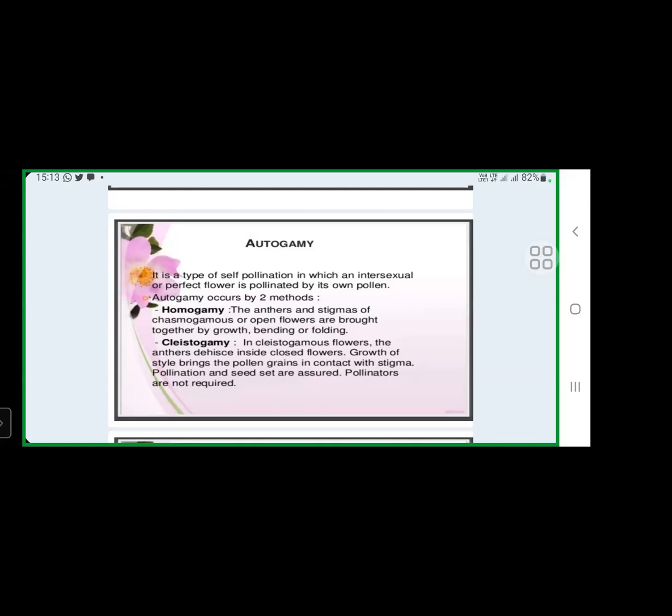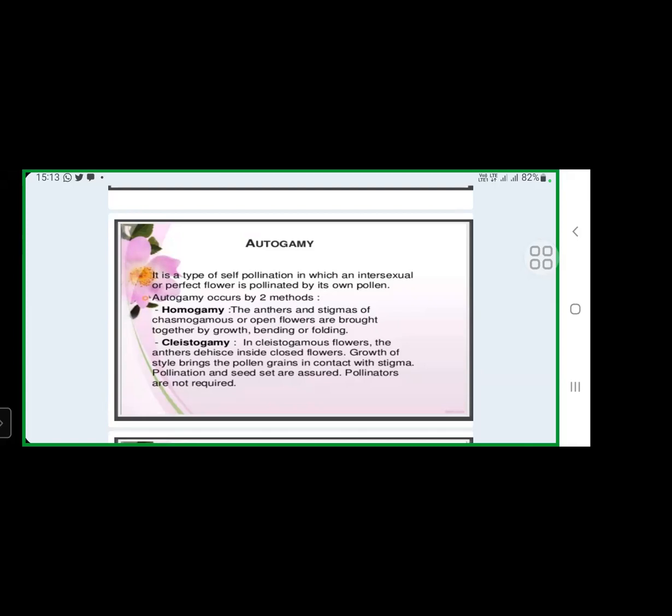And cleistogamy means in cleistogamous flowers, the anthers dehisce inside closed flowers. So inside the closed flowers, growth of the style brings the pollen grains in contact with the stigma. So that is the cleistogamous. So in this, the pollination and seed set are assured. The pollinators are not required for the cleistogamous.